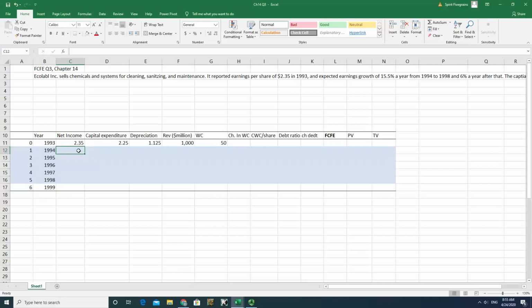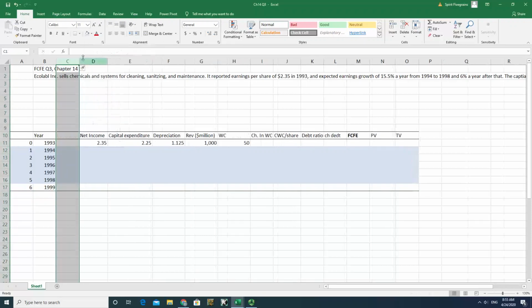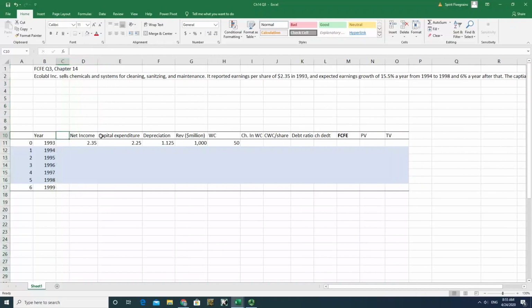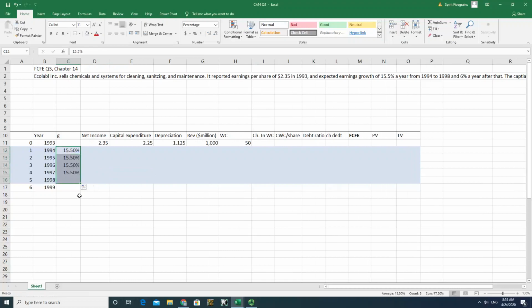Alright, so let's start with 1994 to 1998. This is a high growth time period, and I would like to add a cell here which adds the growth rate: 15.5% a year during the first 5 years, and 6% for the constant growth time period. So that is the growth rate for earnings, for capital expenditure and depreciation.